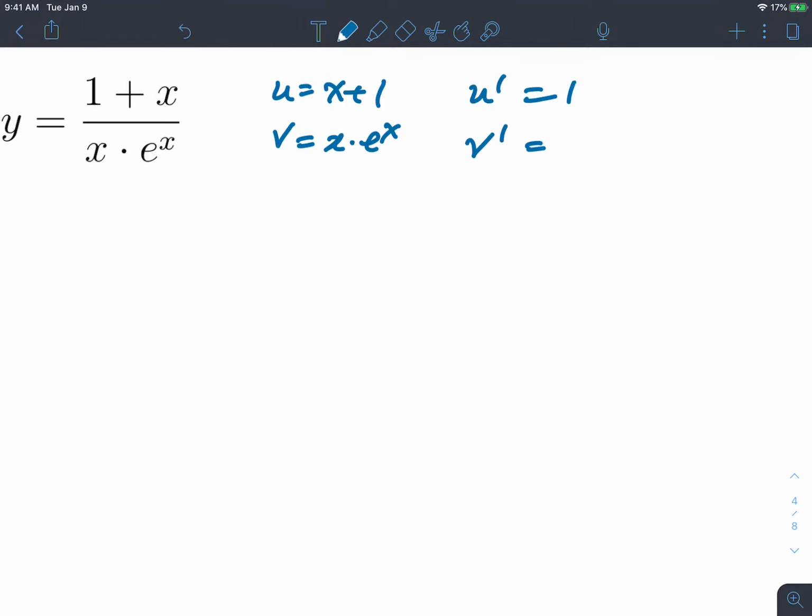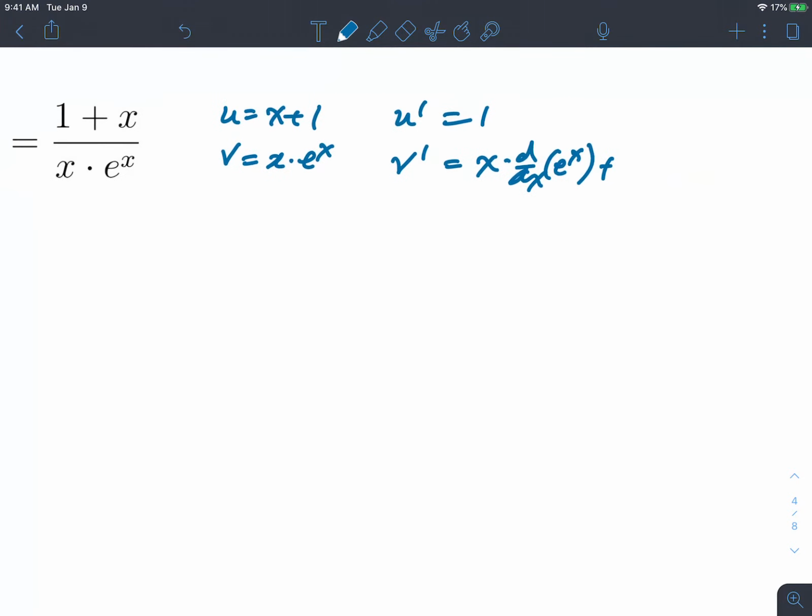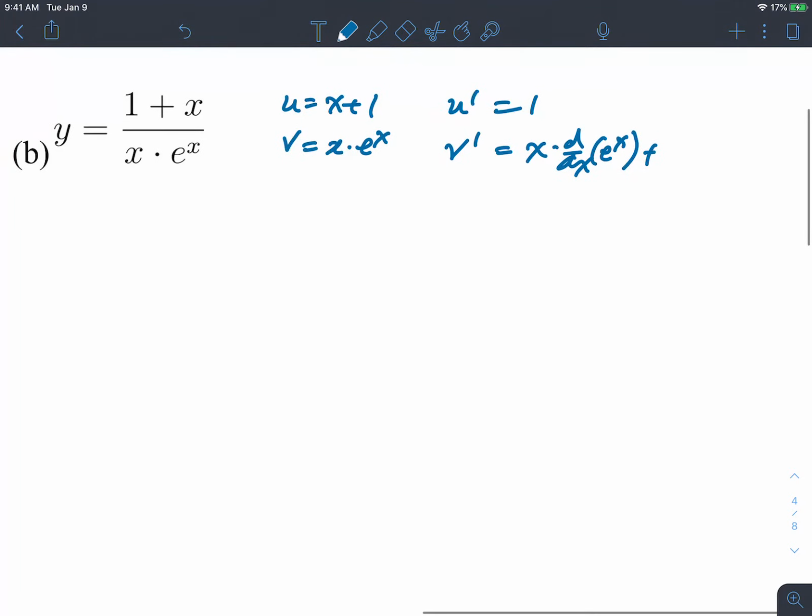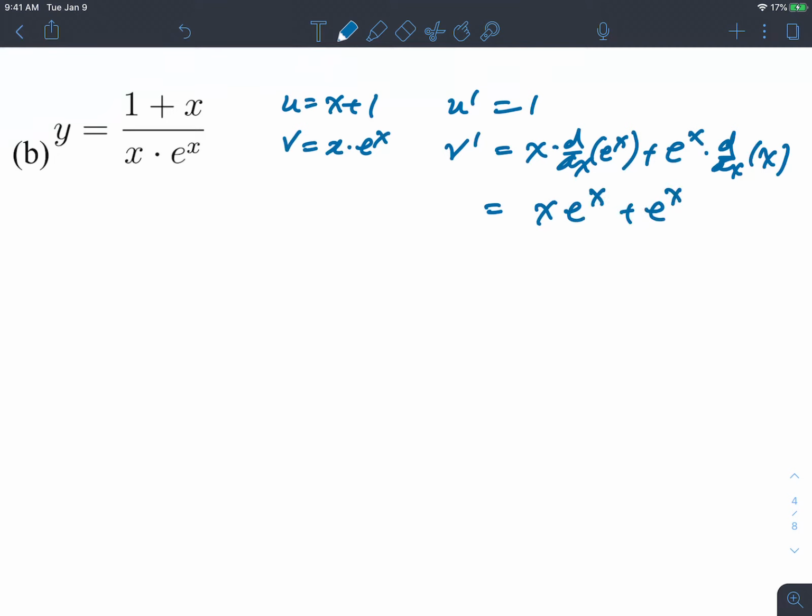Yes, it is. If you do it the other way, it gets really, really messy. In this case, it's the first times the d/dx of the second plus the second, which is e to the x, times d/dx of the x. That gives you x e to the x plus e to the x times 1. If you factor out e to the x, that's e to the x times (x plus 1). Okay? It's so much easier.